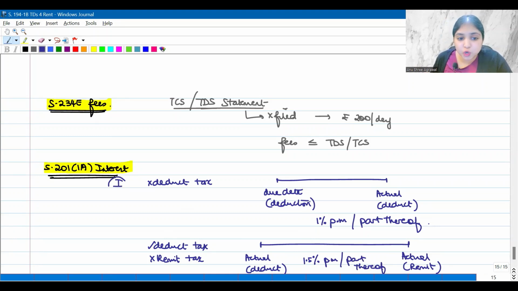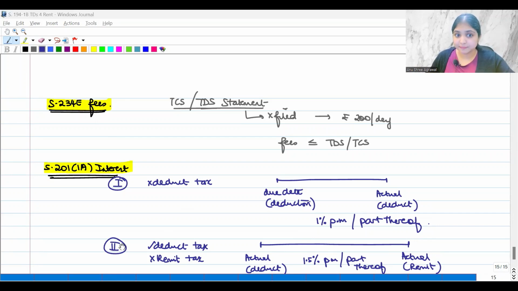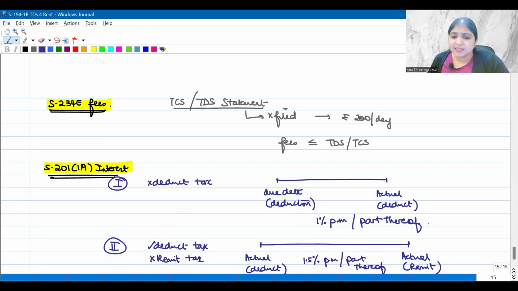So two things under 201(1)A. First of all, if the deductor does not deduct the tax on time, then we will ask him to pay 1% per month interest or part thereof. Part thereof, you're understanding? Even a part of the month we will count as a whole month. But if he deducts the tax but does not remit the tax, then we will see when he deducted the tax and when he remitted the tax, and for that time gap, we will ask him to pay 1.5% per month interest. So this was 234E fees and 201(1)A interest.